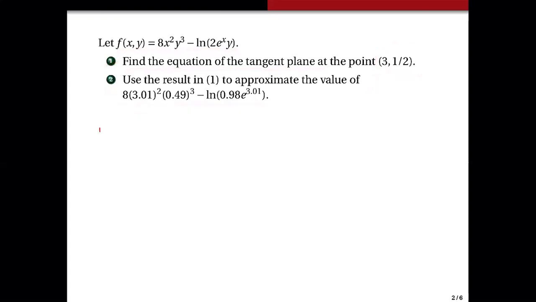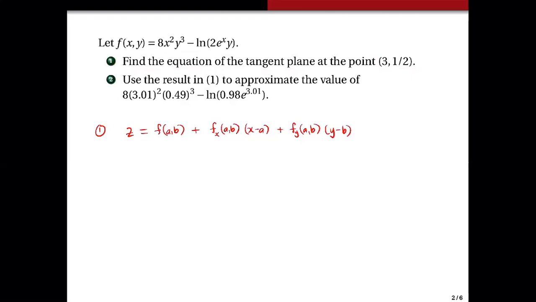So let's just quickly recall how we are going to write the equation of the tangent plane. It's this way: z equals f of a, b plus f sub x at a, b times x minus a plus f sub y at a, b times y minus b. Assuming that the first partial derivatives exist. So, in this case, we want the tangent plane at the point 3, 1/2.